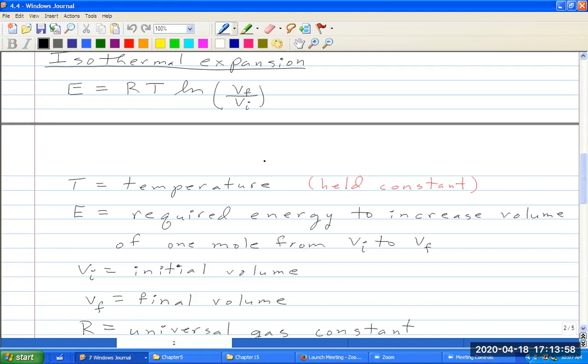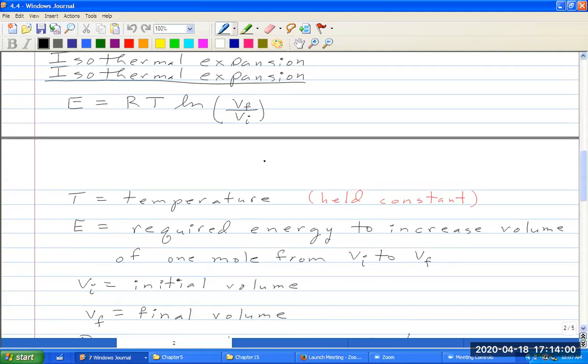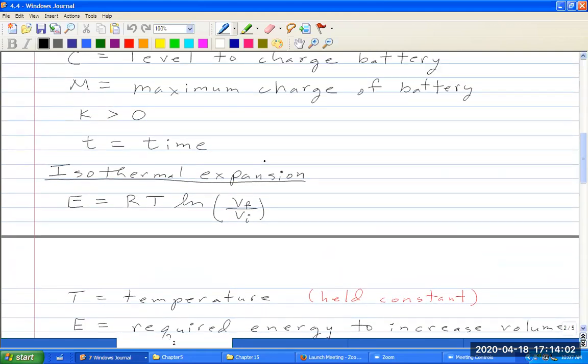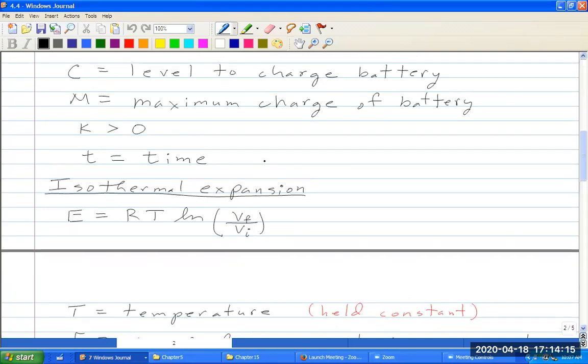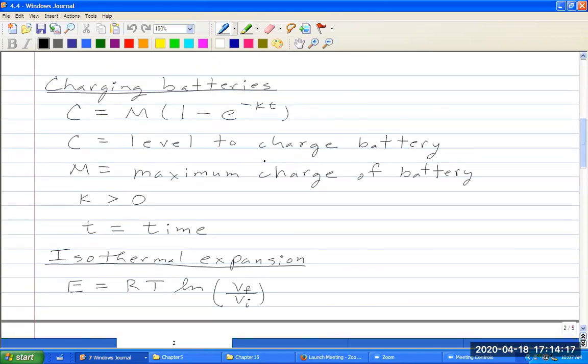Can you go back to the charging batteries one real quick? Can you show the equation for the previous one? I didn't copy it. Sure. Charging battery? Yeah. Okay.